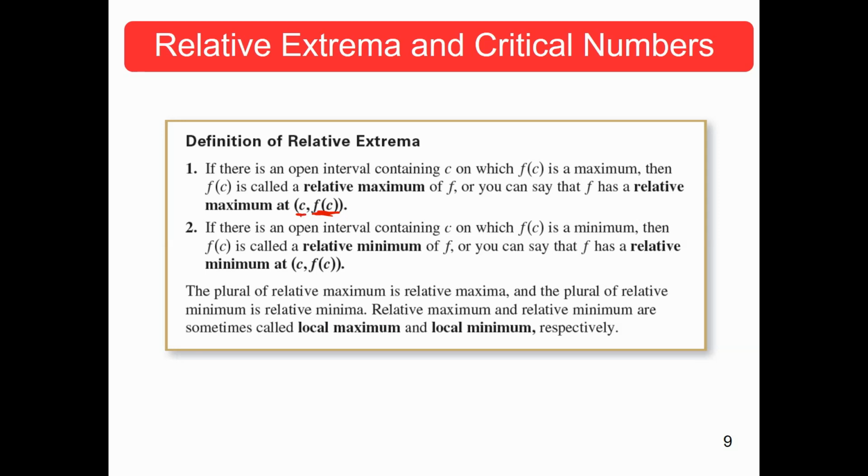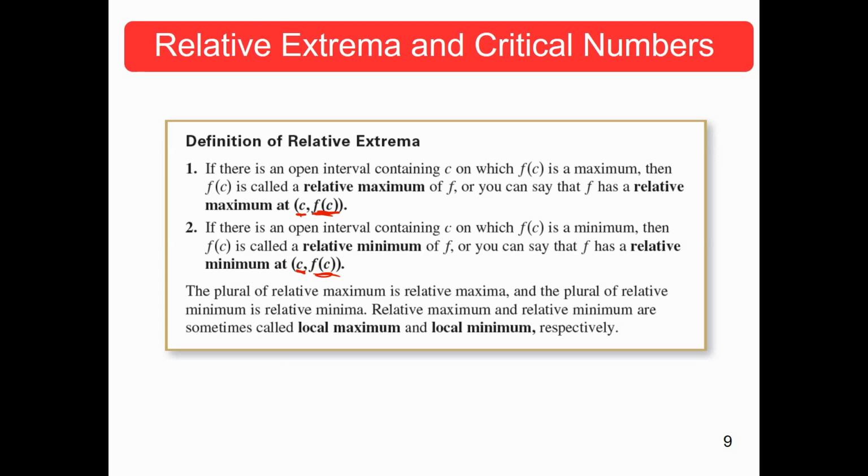Now, if there's an open interval containing c where f of c is a minimum, then it's called a relative minimum, or you can say that it has a relative minimum at c of value f of c. Now, you may have heard me say this, but the plural of maximum is maxima. The plural of minimum is minima. And sometimes we refer to these relative maxes and mins as local maximum and minimum, okay?